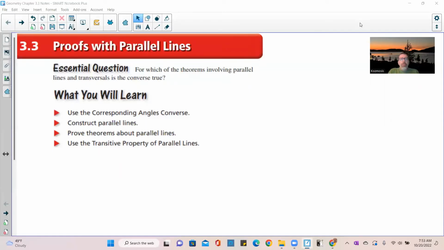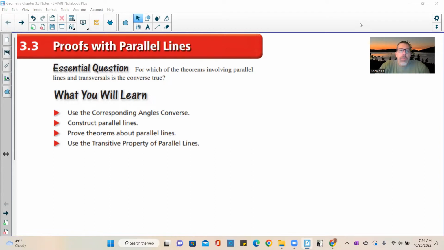Okay, this is chapter 3.3, proofs with parallel lines. Essential question: for which of the theorems involving parallel lines and transversals is the converse true?